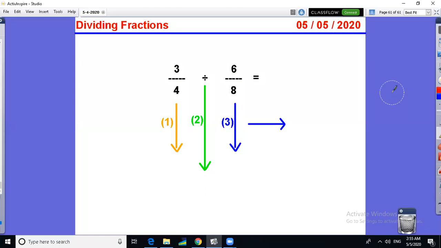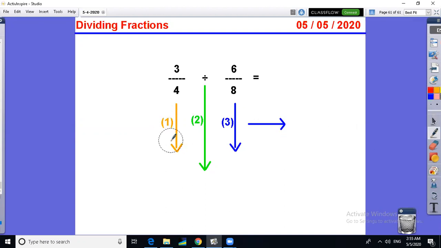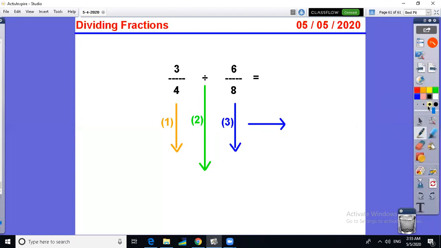Dividing fractions. In a question like the one that you see right now on the screen, 3/4 divided by 6/8, there are very simple steps, 3 simple steps that you need to do in order to be able to divide fractions.